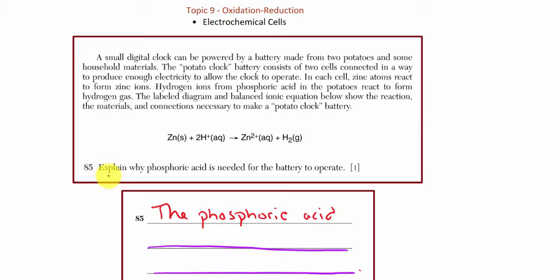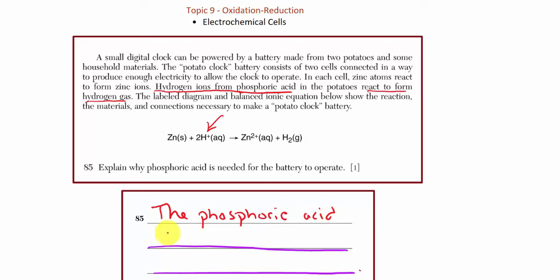And finally, question number 85. Explain why phosphoric acid is needed for the battery to operate. Go back into the narrative and let's see exactly what the phosphoric acid is doing. Here it shows up in the narrative. That's the only place it's mentioned. And the sentence says that hydrogen ions from phosphoric acid react to form hydrogen gas. So the phosphoric acid is supplying hydrogen ions for your equation. So let's simply say that and we'll call it a day.